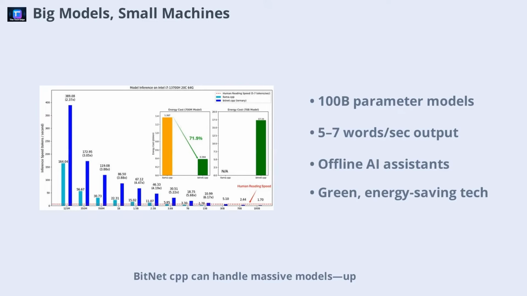BitNet.cpp can handle massive models up to 100 billion parameters on ordinary hardware. Imagine generating text at 5 to 7 words per second, all on your CPU. This is about as fast as reading your morning emails. The implications are huge. Offline AI assistants that work even when your Wi-Fi is down, AI running on tiny devices like smart fridges or car dashboards, and greener technology that uses less power. BitNet.cpp is making big dreams possible on small machines.